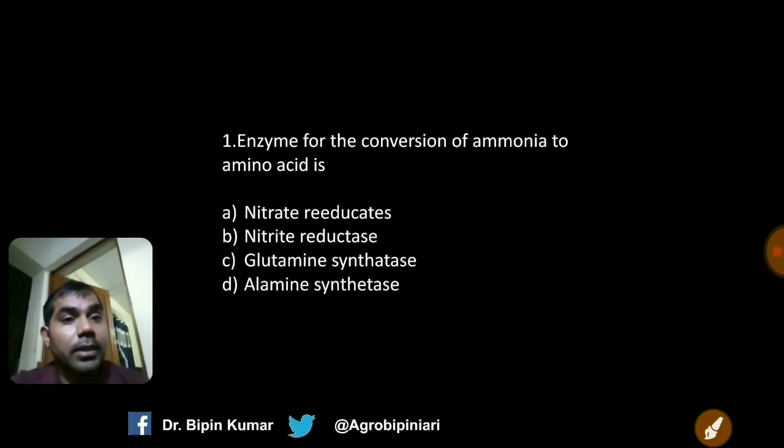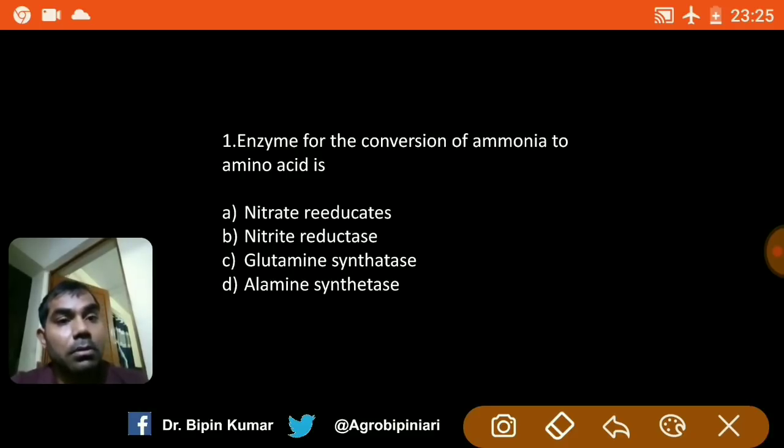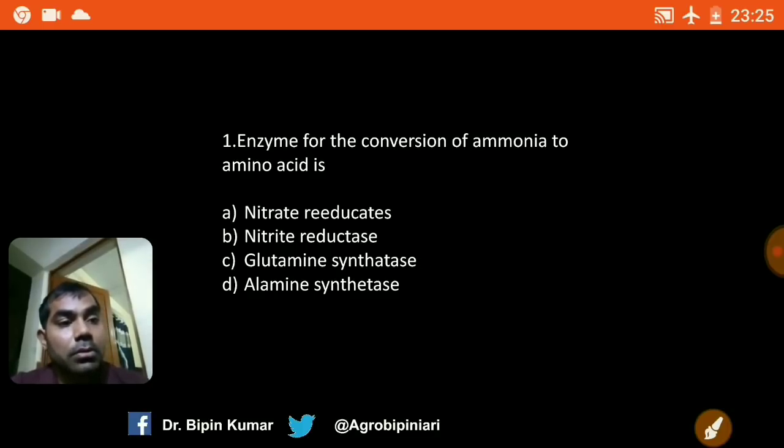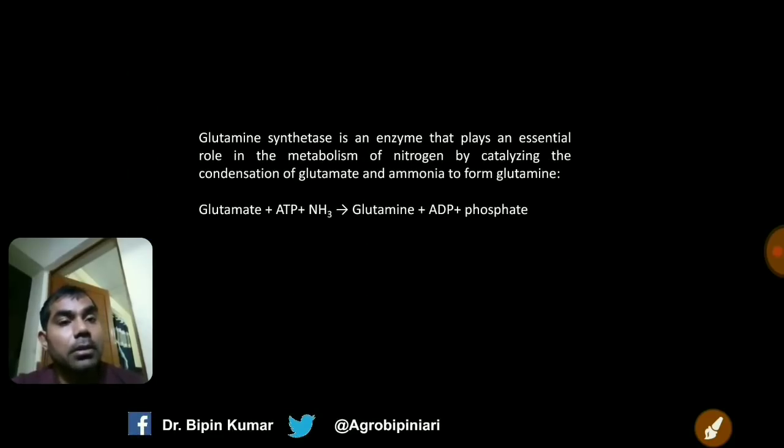The first question is: the enzyme for the conversion of ammonia to amino acid is. So here our answer will be C, glutamine synthetase. Let's learn some more about glutamine synthetase. Here I have given some explanation of glutamine synthetase.